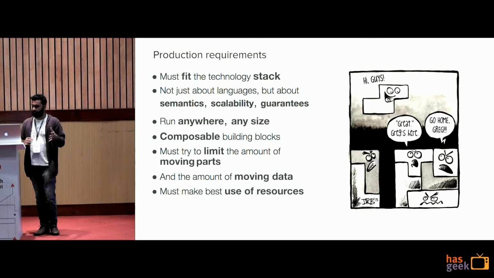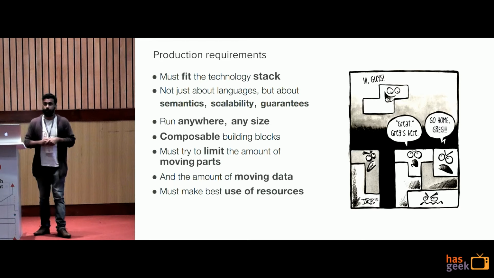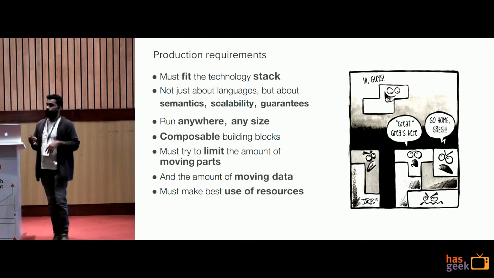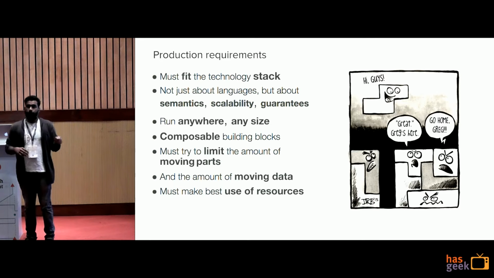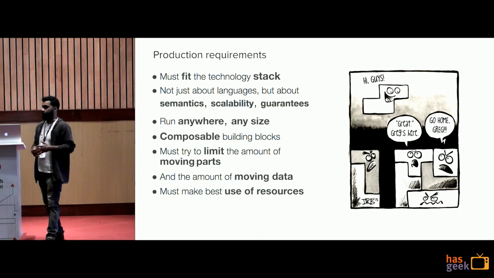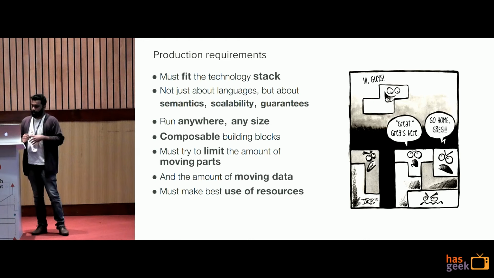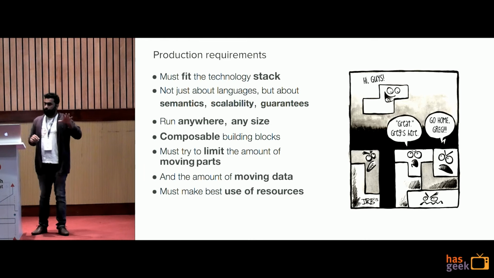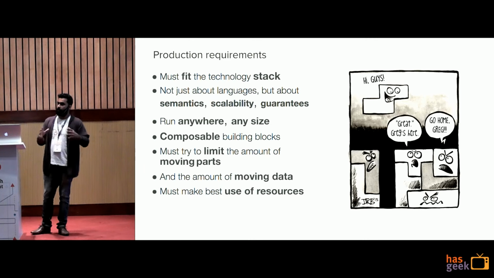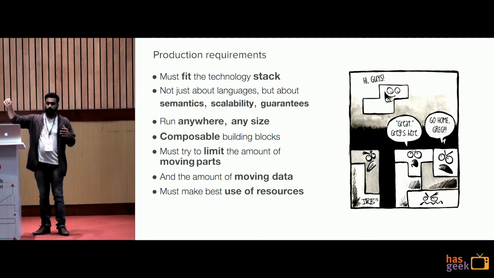It has to be simple. It has to run anywhere, so you might have to run it on a GPU machine, on a Raspberry Pi, on your laptop, or on a normal EC2 instance. It has to limit the moving parts. You should not have a lot of things to worry about when you push things to production.